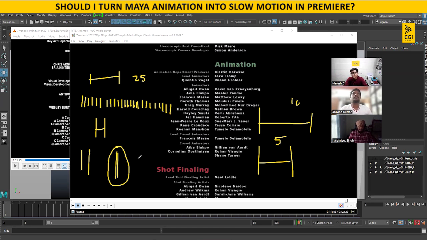In order to correct them, we will have to animate it in Maya in that way, by increasing the number of frames or by reducing the distance. Any one of the two. Okay, sir. Got it. Got it? Yes.